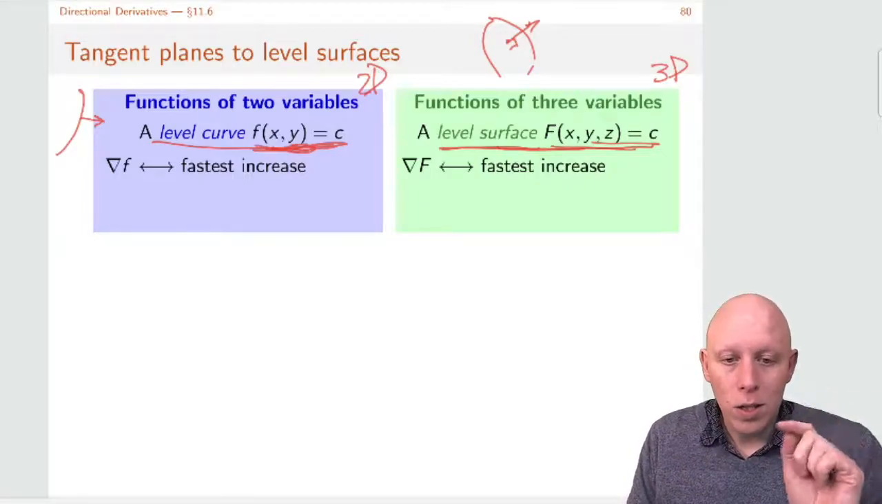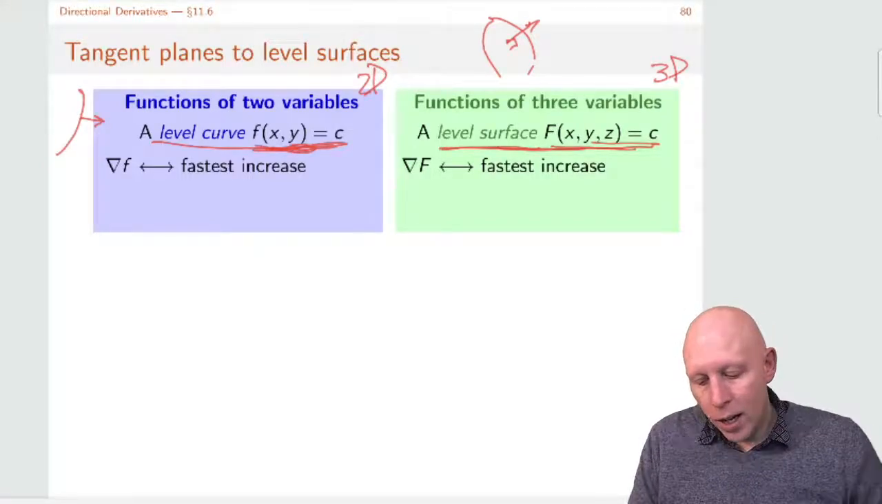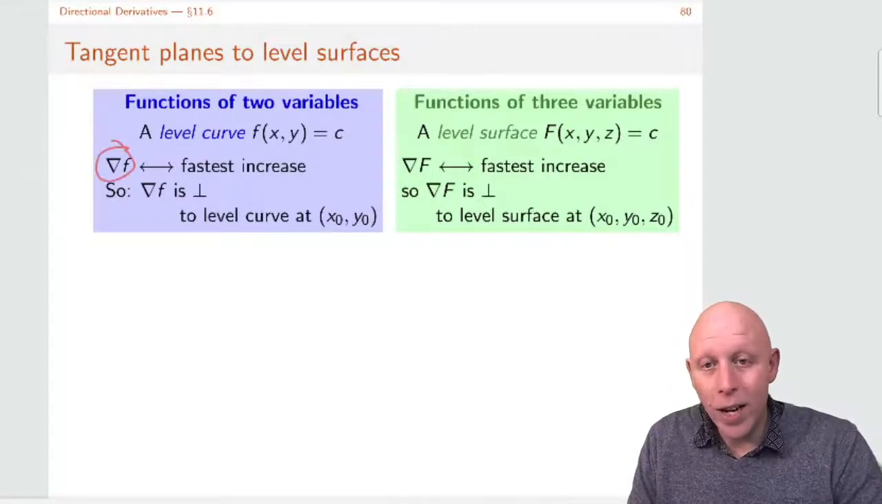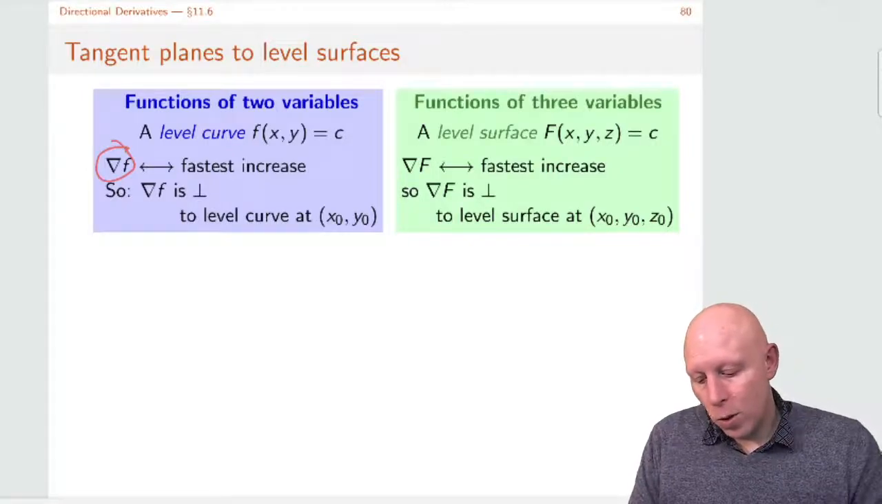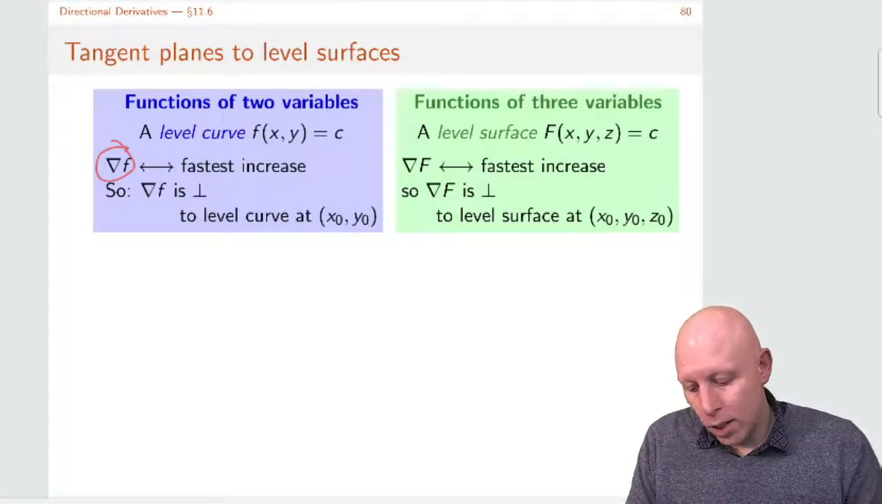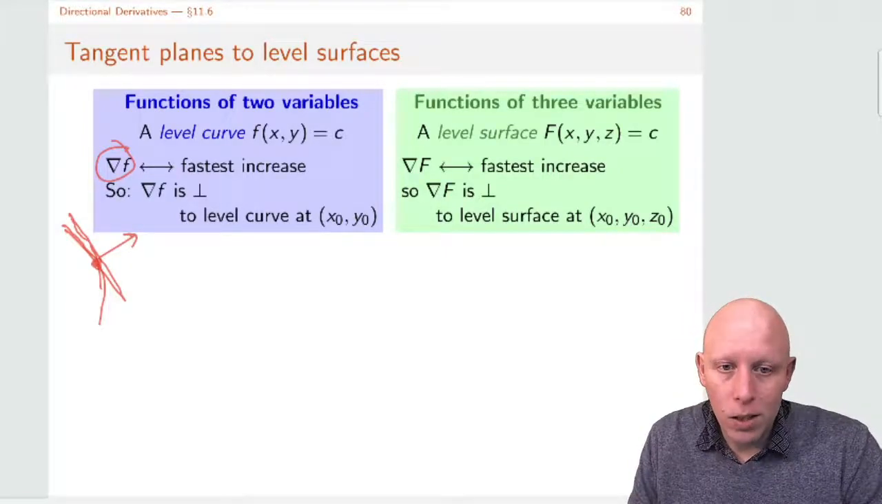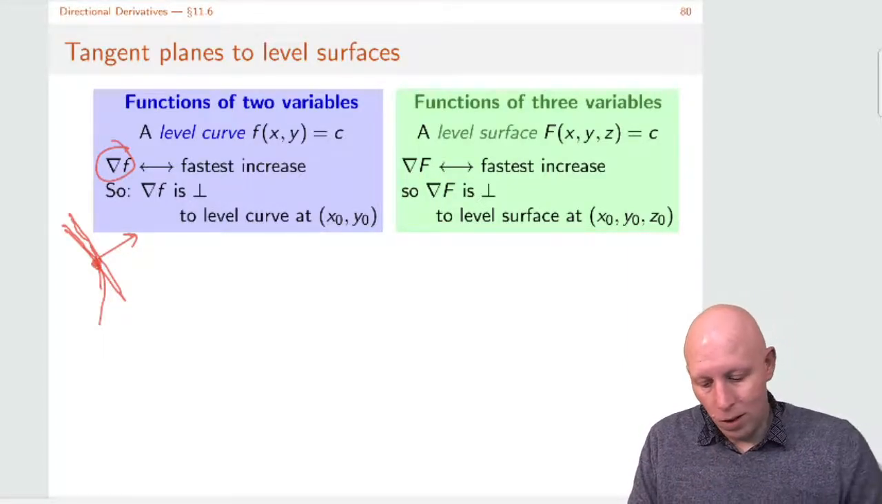So we can use this to do some geometry. We can say, okay, for a level curve, the gradient vector is the direction of the fastest increase. And so the gradient is perpendicular to this level curve at x naught, y naught. But not only is it perpendicular to the level curve, it's perpendicular to the tangent line to the level curve. So that's a useful thing.